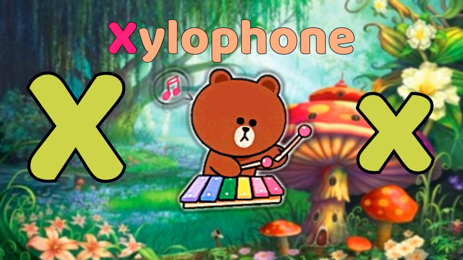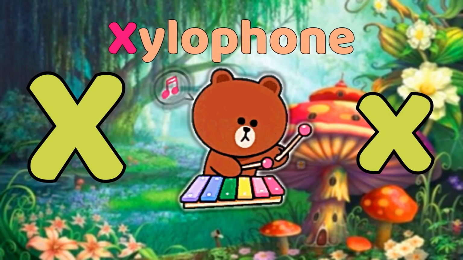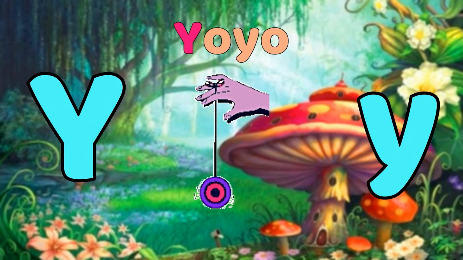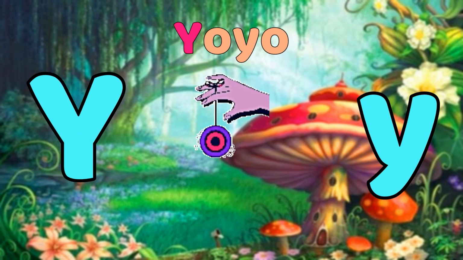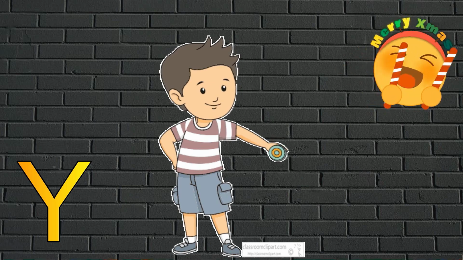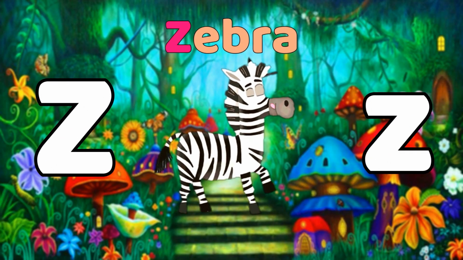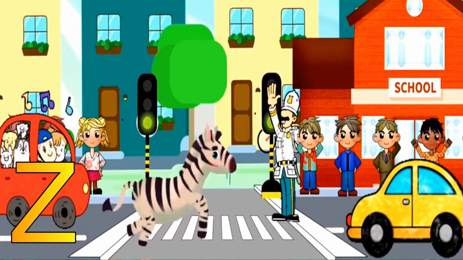X is for xylophone, z, z, xylophone. Y is for yo-yo, y, y, yo-yo. Y, yo-yo. Z is for zebra, z, z, zebra. Z, zebra.